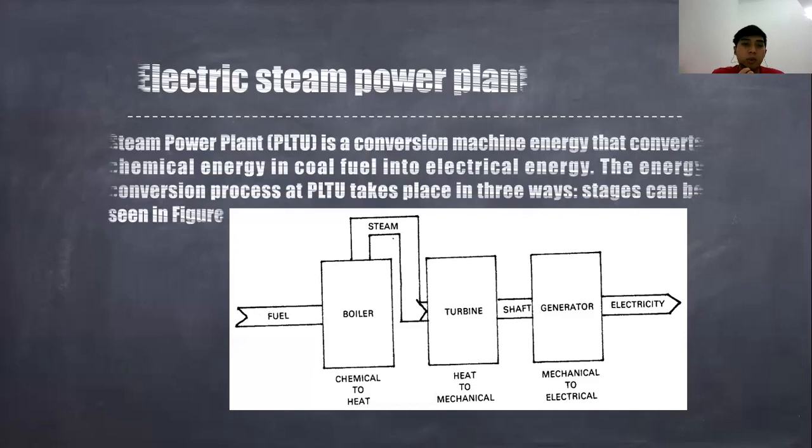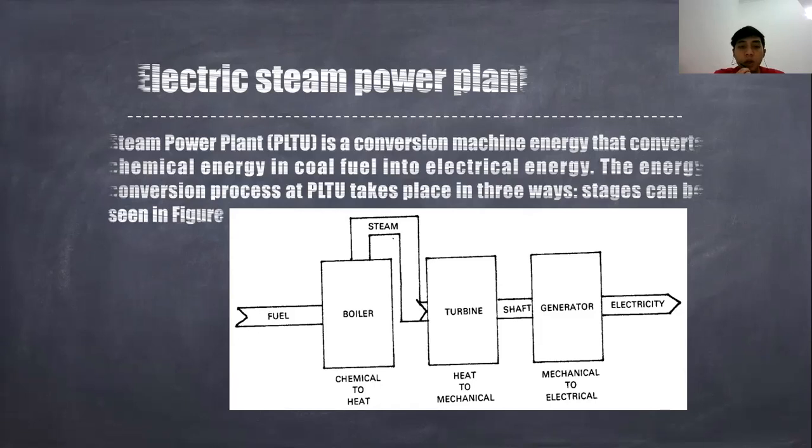Electric Steam Power Plant, or PLTU, is a conversion machine that converts chemical energy in coal fuel into electrical energy. The energy conversion process at PLTU takes place in three stages, as can be seen in the figure.